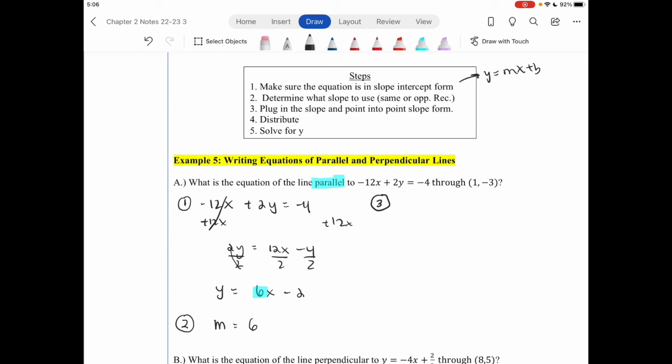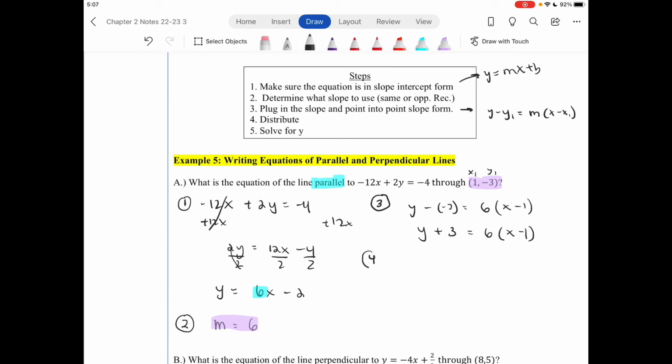Step number 3 says now we have a point which we're going through, and we have the slope. So we're going to plug these into the point-slope form. Remember, point-slope form is y minus y1 equals m times x minus x1. Our slope is given here in step number 2, and then the point is given back from the original question. So we'll have y minus -3 is equal to our slope of 6 times x minus 1. So that means we're going to really end up with y plus 3 is equal to 6 times x minus 1.